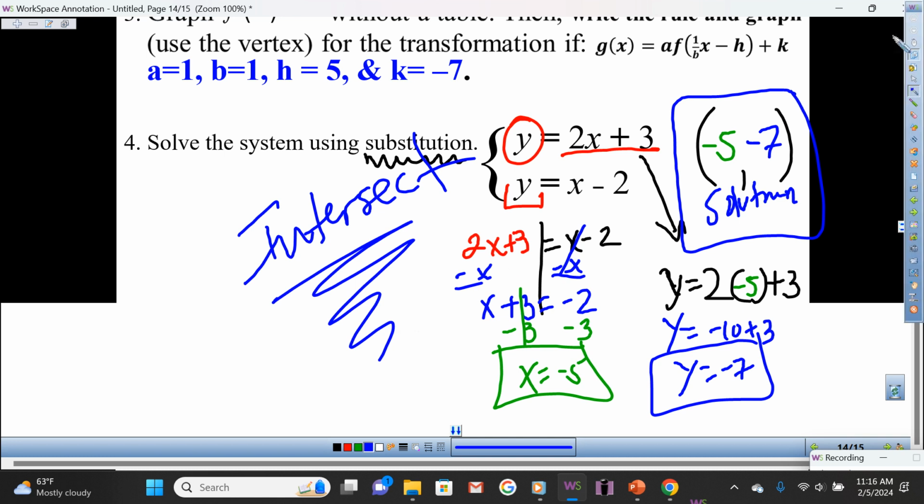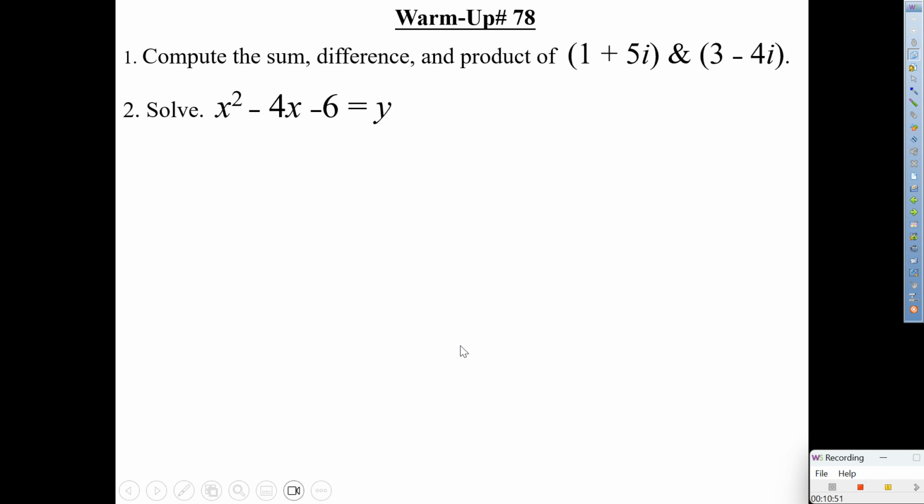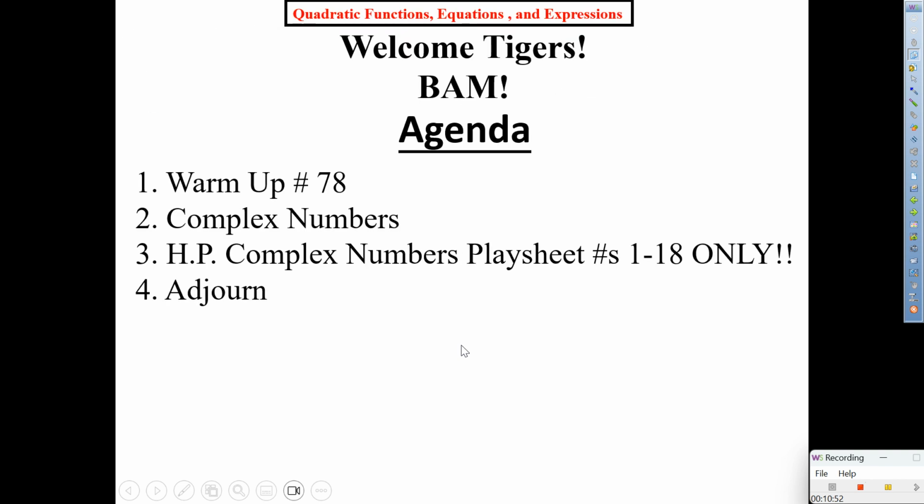All right? Did everybody send that in already? Yes? All right, agenda, copy this. Warm-up 78, complex numbers. We're moving on today. That's why we need a new FAIR model. And tonight's home play, complex numbers, play sheet numbers 1 through 18 only. You're like, what? Oh, yeah, I got you. 1 through 18. Now, if you've been doing the warm-ups these past 2 weeks, you're pretty much done already. You haven't even seen the home play, but you're done because I already gave you all the practice that you needed on the warm-ups. You're like, thank you, Mr. Q. You're welcome. I got you.